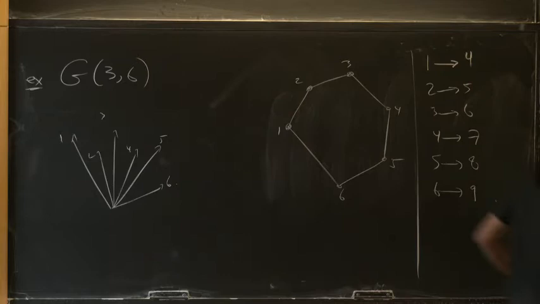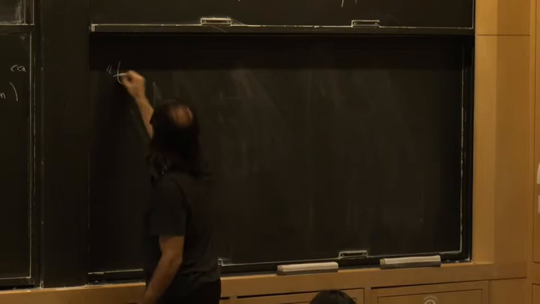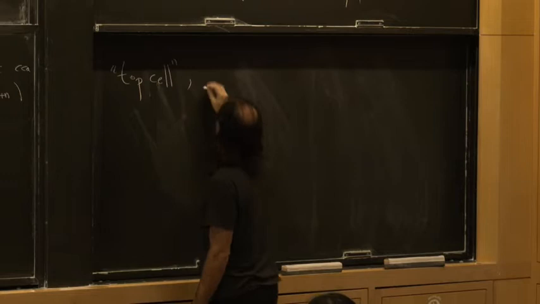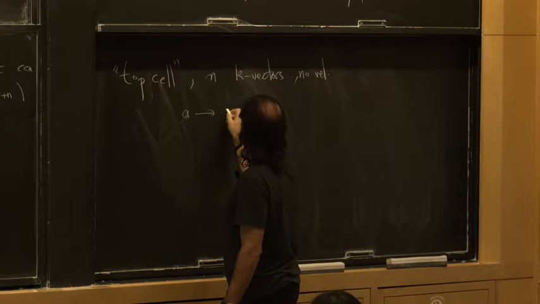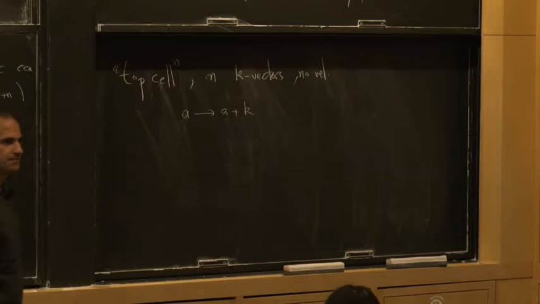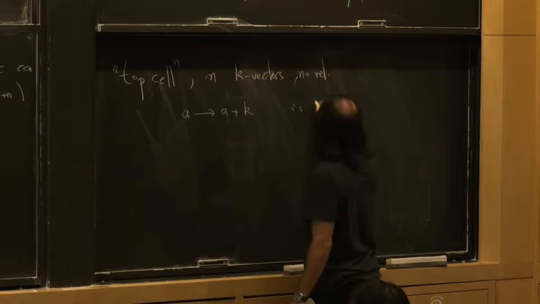9. In complete generality, there's something that we can call the top cell, or the top dimensional configuration. All we have is n k vectors with no relations. And so the permutation is just a goes to a plus k. Is the affine permutation.